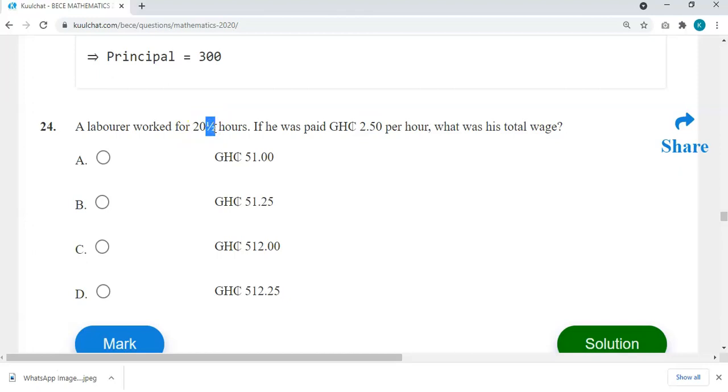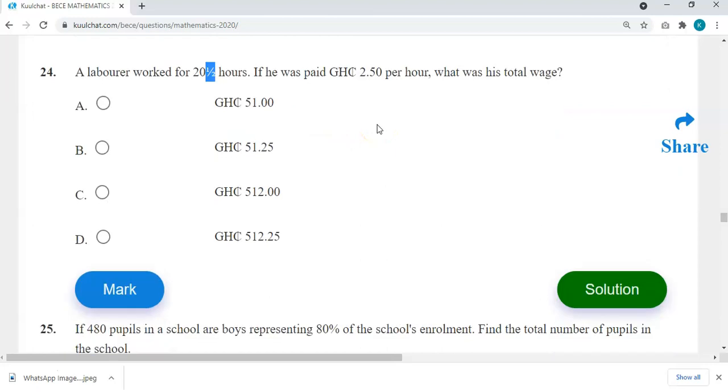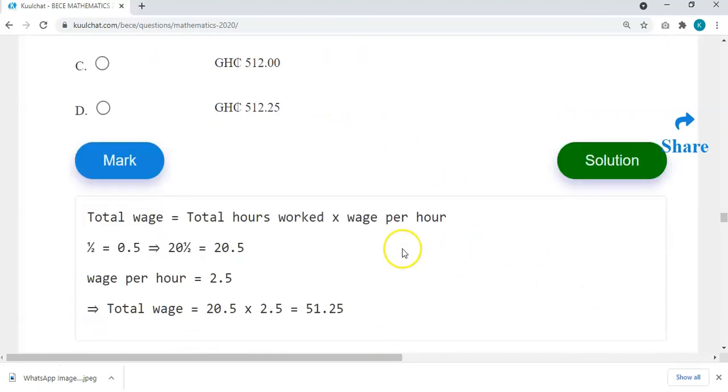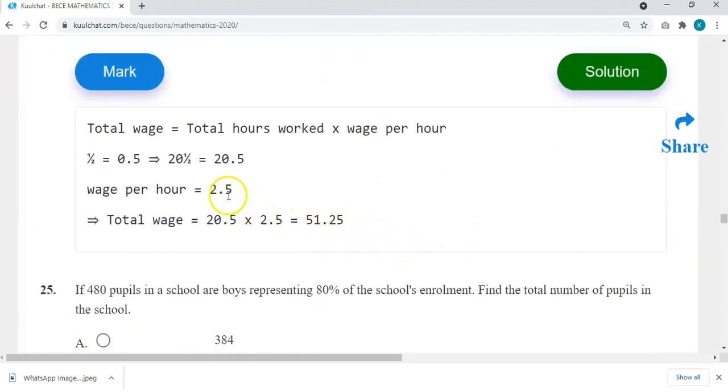But remember, 20 and a half is 1 over 2, which gives you 0.5. So this will be 20.5 hours. So you multiply 20.5 by 2.5. So when you do the multiplication, what will you get? Okay, so we have 20.5 times 2.5. So we are going to get 51.25.